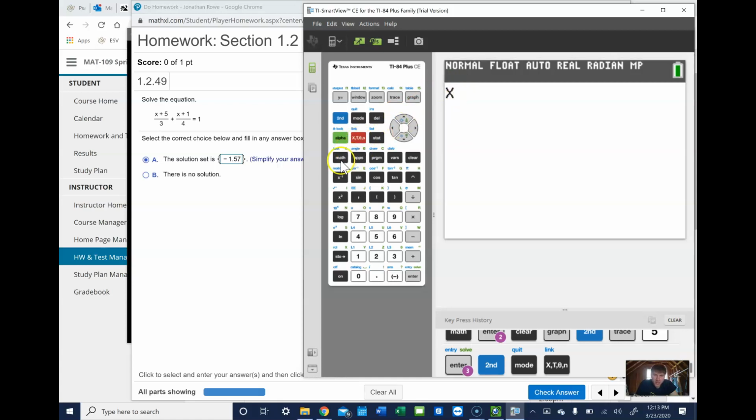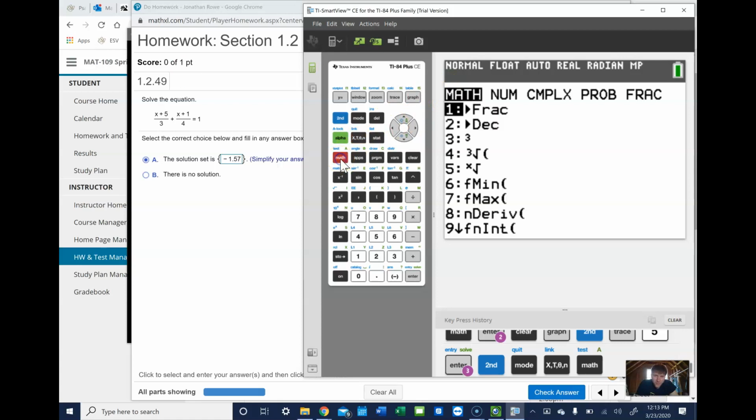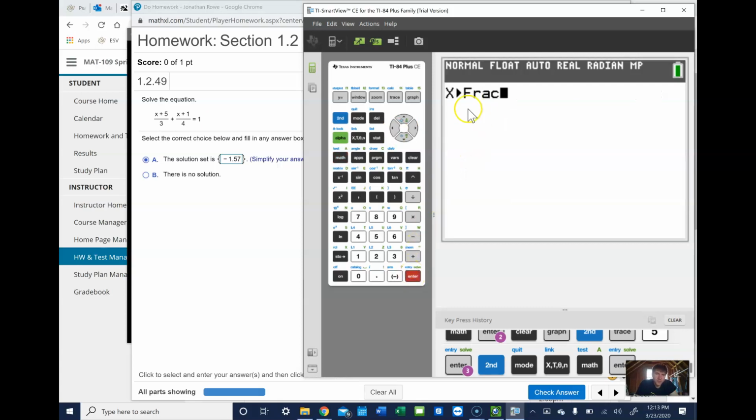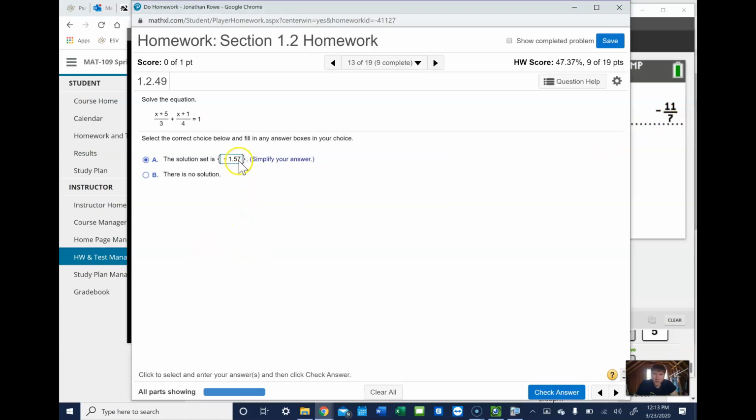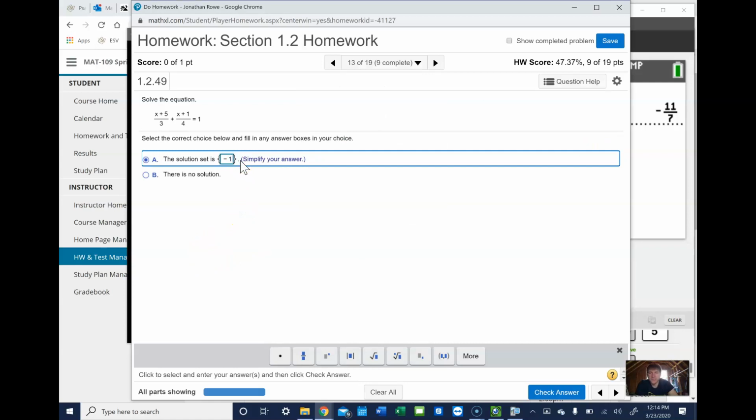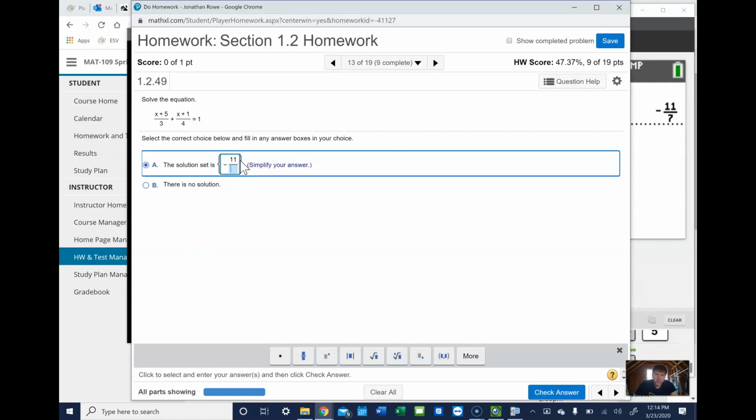The way to do that is I hit math. And the very first option changes something to a fraction. The second option changes something to a decimal. But we want to change it to a fraction, so option 1. So notice, x is going to be changed to a fraction. Hit enter, and it tells me that the fraction is negative 11/7. That's nice. So let me go over here, and instead of typing in this rounded off decimal, I'm going to type negative 11, hit the divide by button, and then 7.